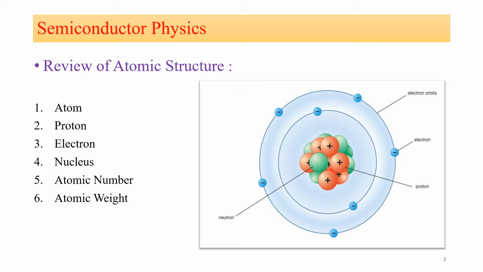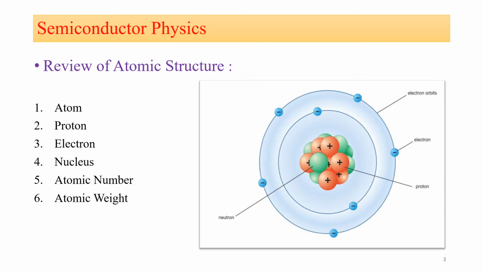Now the picture shows the Bohr's model of the atomic theory. According to Bohr's model, we will define what is meant by atom, then what is proton, what is electron, then what is nucleus, then what is atomic number, and what is atomic weight. Now let's start with our first term, that is atom.